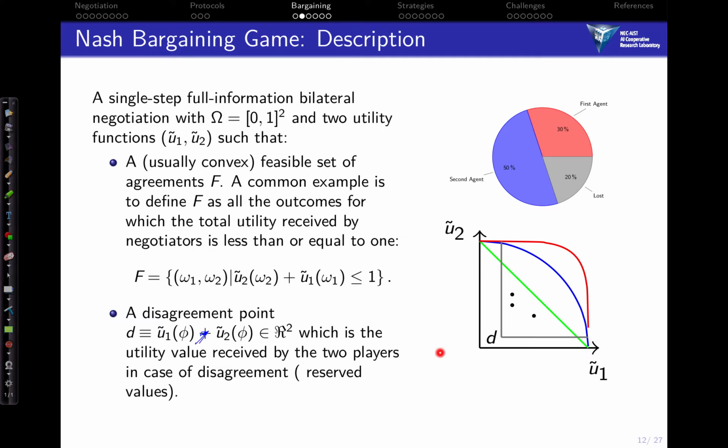So any outcome in this area under these two lines is actually non-rational, right? Because no one should offer something less than its own reserved value, and they know the reserved value. So people will offer something here. And the Pareto front in this case is this green line, right?